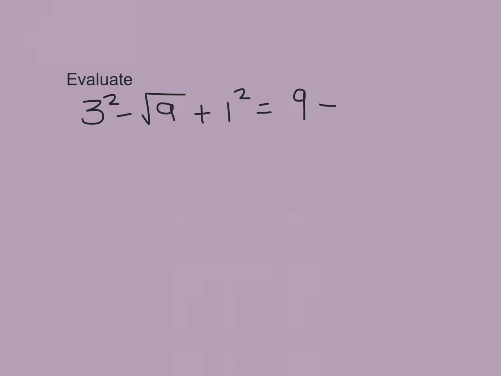Subtract. What is the square root of 9? So I'm saying what number multiplied by the same number is going to give me 9? Well, that happens to be 3. And what is 1 squared? 1 squared is 1 times 1, which is 1. So add 1. To solve this problem, I'm simply going to say, what is 9, take 3, add 1, and that gives me the answer of 7.